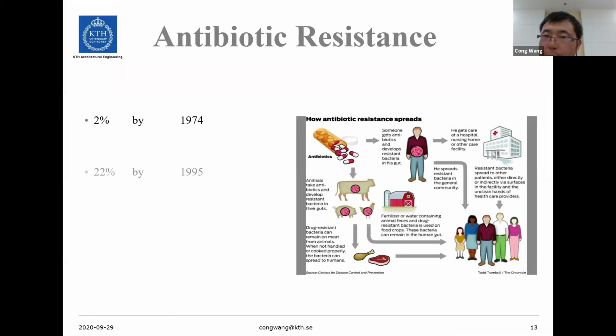Antibiotics. The major problem of antibiotics is the growing antibiotic resistance. So there is a very huge problem with antibiotics. Let's look at some figures. In 1974, about 2% of the bacteria were resistant to antibiotics. This number went up to 22% in 1995, and then 64% by 2004. And when it comes to 2008, this number grows to 70%.